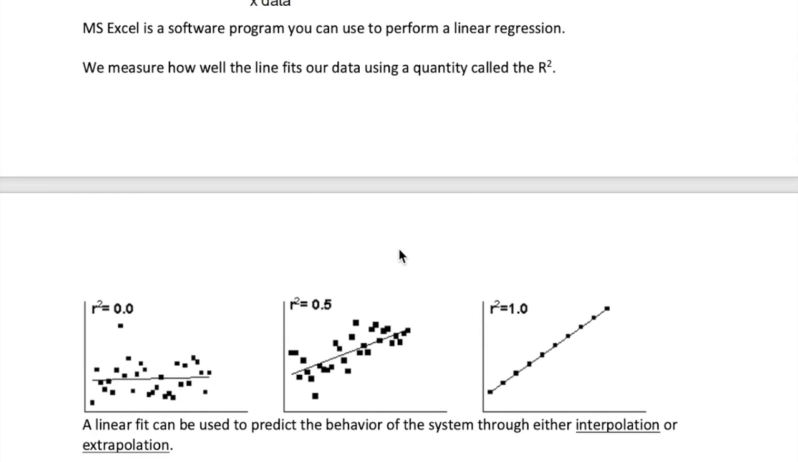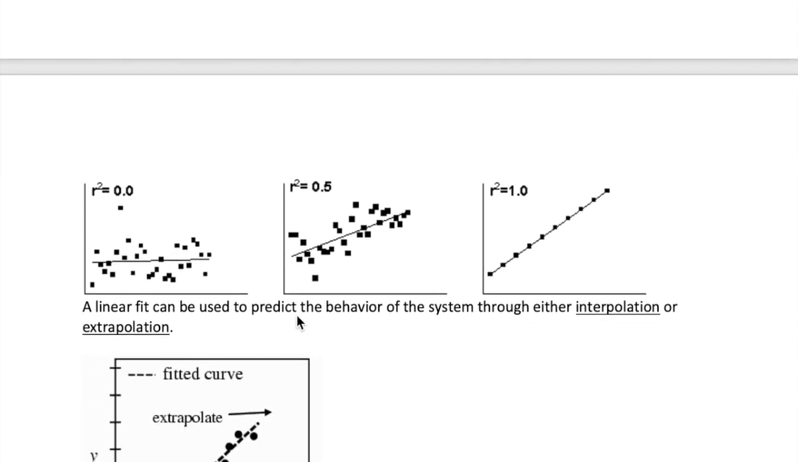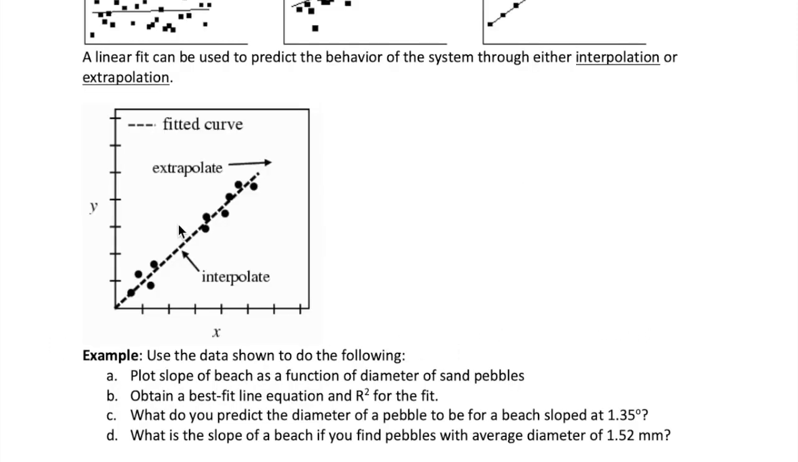Another use of the line equation is to predict what will happen to the system. There are two ways to do this: interpolation and extrapolation. Interpolation refers to predicting how the system will behave in between two data points that we collect, as shown here. Extrapolation is making a prediction outside of the region of data collection. Extrapolation is always more dangerous, as the system may not behave linearly outside the region that we observe.